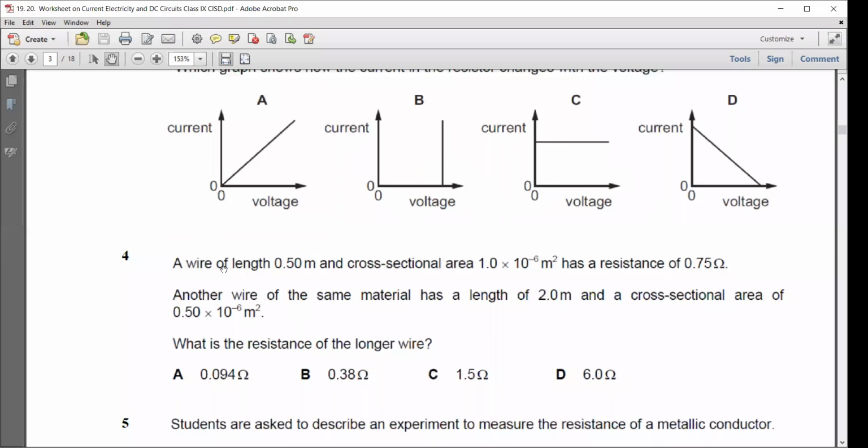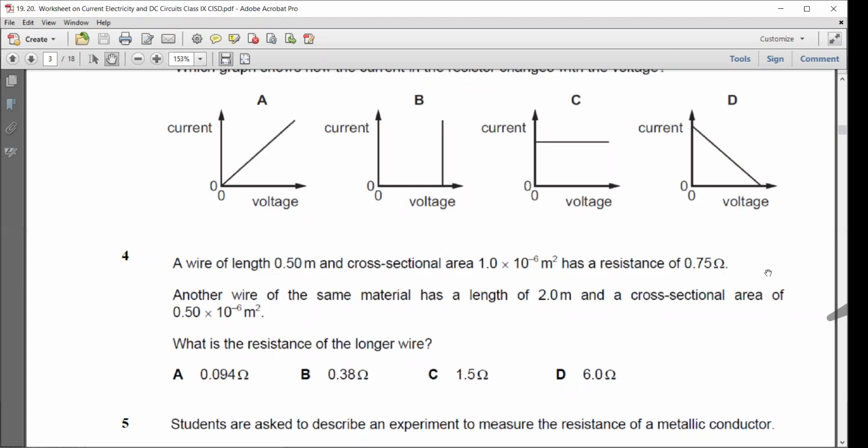Look, here we are getting a wire of length 0.50 meters. As I told you, we have here two different wires, right? So we have here 0.50 meter length. We are writing it as L1. Please write, everyone, L1 is 0.50 meter. Then you have the cross-sectional area of the same wire, so it will be A1, and the resistance is 0.75 ohm, so it is R1.